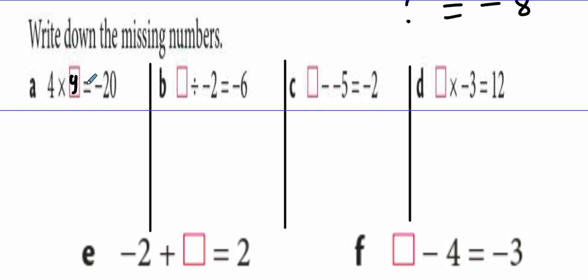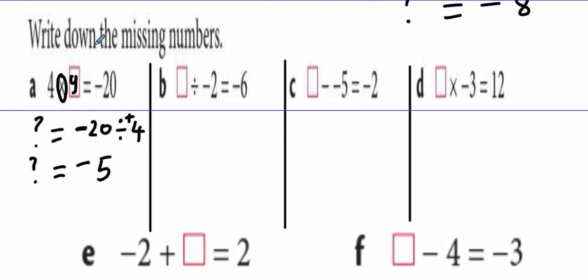Okay, so like we discussed, there are two ways you can do that. This question: 4 times a letter equals negative 20. So what is the missing number? You do the reverse of multiplication. The missing number will be equal to negative 20 divided by positive 4, because the opposite of multiplication is division. Negative divided by positive is negative. 20 divided by 4 is 5. So the missing number over here is negative 5. So you write here negative 5. Correct.